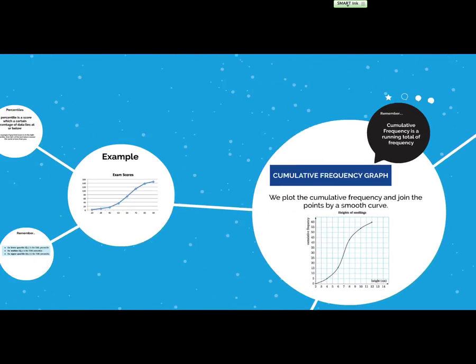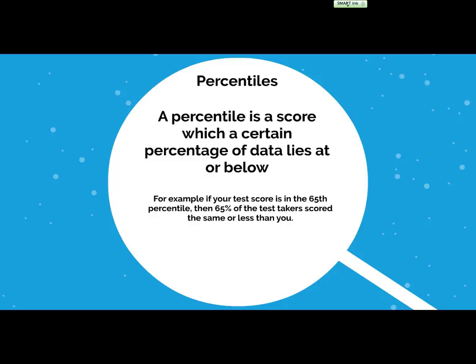It can also be helpful with percentile. So remember, a percentile is a score which a certain percentage of data lies at or below. So I know you guys got percentiles on your ACT scores, right? So for this example, it says if your test score is in the 65th percentile, then 65% of the test takers scored the same or less than you. So there'd be 65% of the people that took that test who either got the same grade as you or got a grade lower than yours. On the flip side, that would mean that 35% of test takers got a score higher than you. Does that make sense where I got that 35 from?